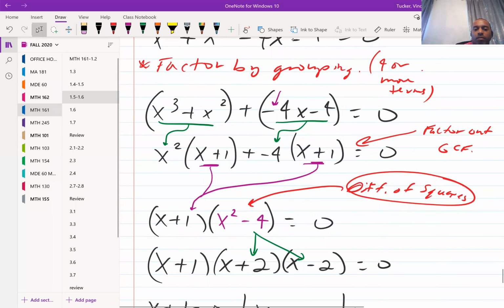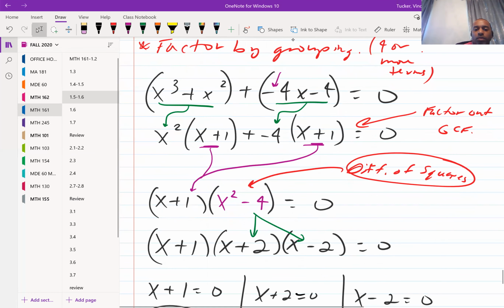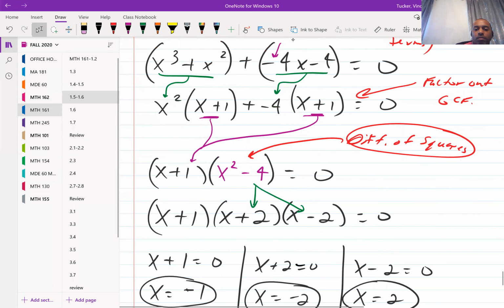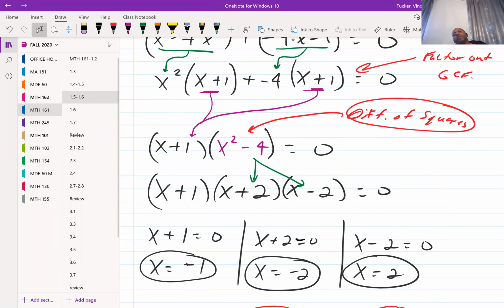All right. So now once it's factored completely, you set each piece equal to 0, and then solve for x. Subtracting 1 from both sides, subtracting 2 from both sides, then adding 2 to both sides.